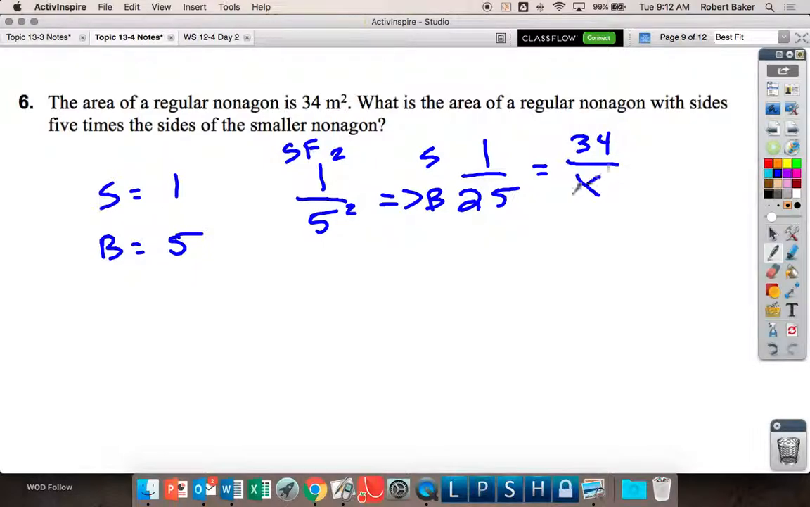And we can use that to solve for the area of the big nonagon. 1 times x is x. 34 times 25. 850.